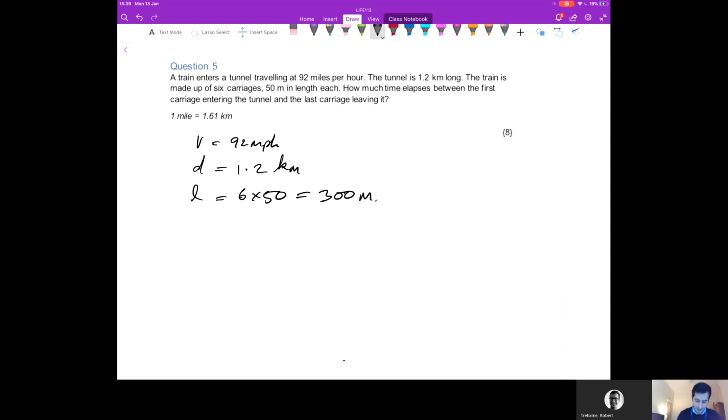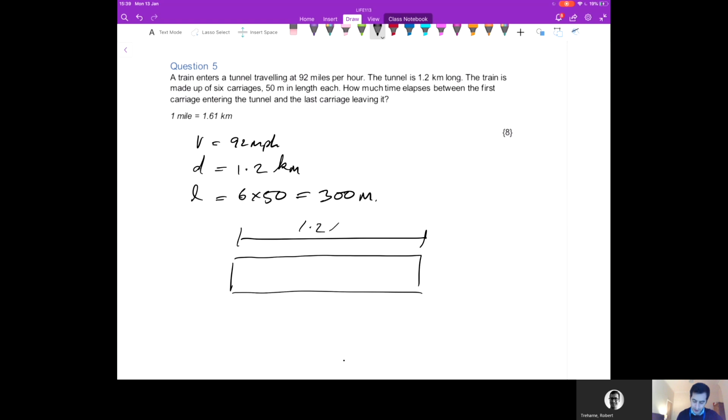Okay, so let's draw this out. Here's my tunnel. So that's 1.2 kilometers. And here's my train. So basically, my train is sort of 300 meters long. It's going into the tunnel at 92 miles an hour. I need to know how long it takes. If you think about a point on the train, I don't need to know how long it takes for this to go the length of the tunnel. I want to know how long it takes for the train to enter the tunnel and to exit the tunnel.